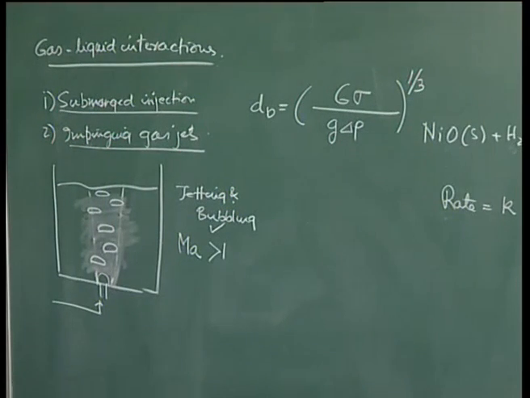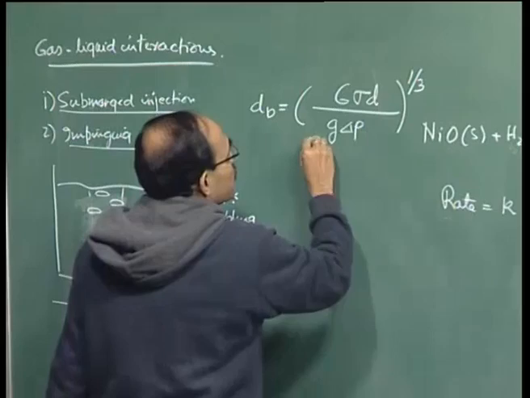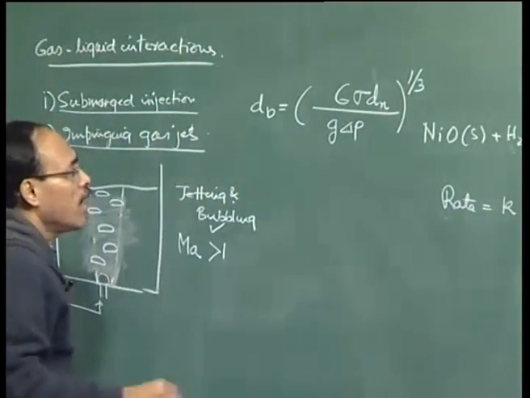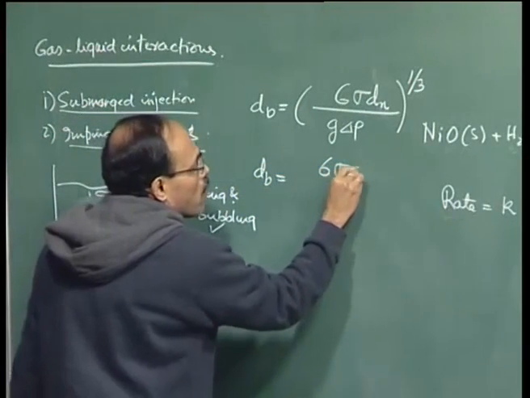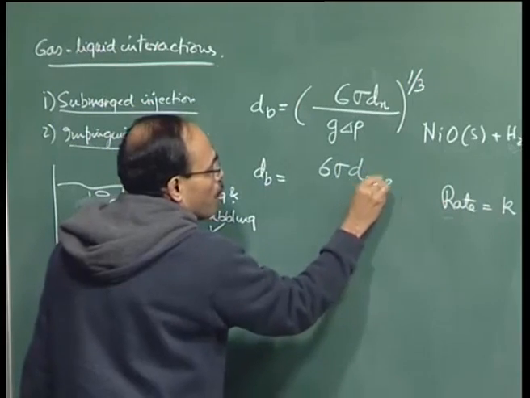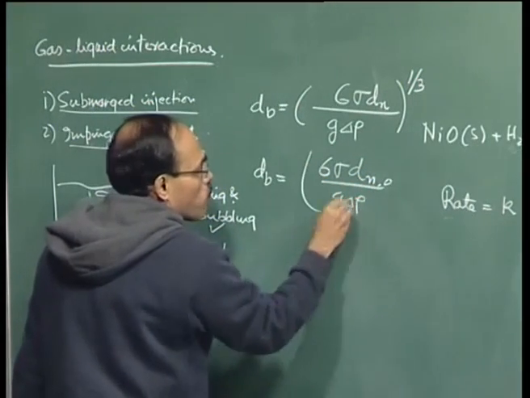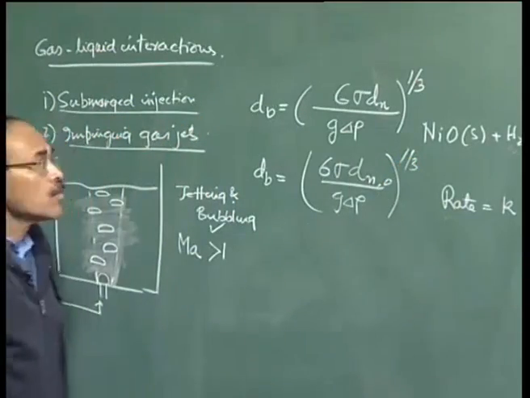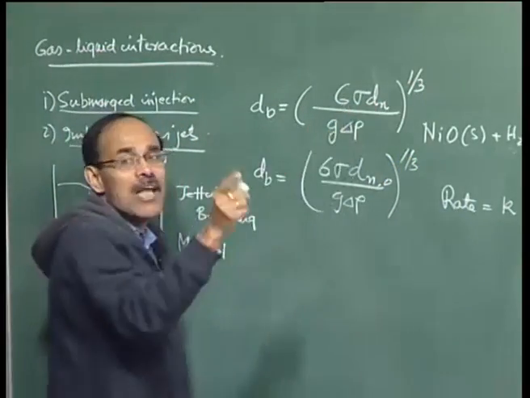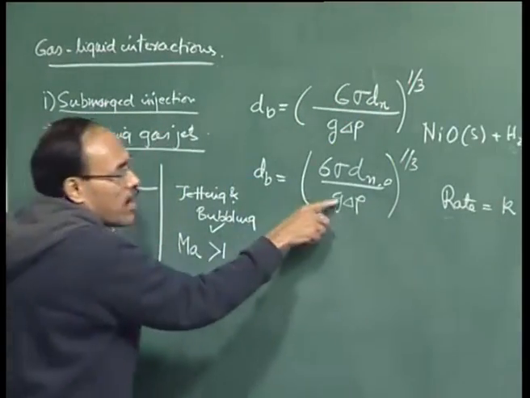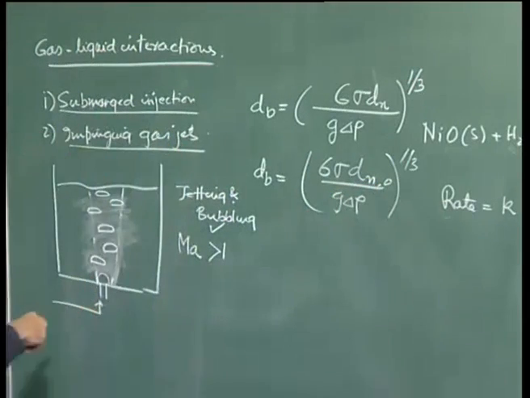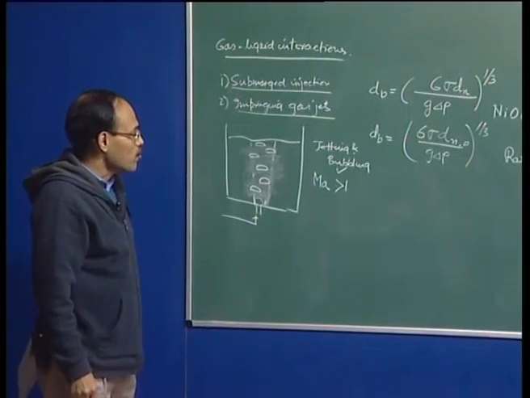So, that represents the expression for the size of the bubble, and there is a D nozzle here. In water models I would take this D nozzle to be the inside diameter of the nozzle. On the other hand, for metal I will take it as the outer diameter of the nozzle because of the wetting behavior of the gas in high temperature liquid metal systems.